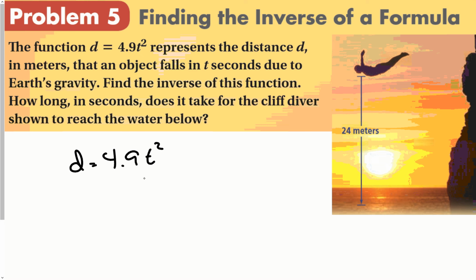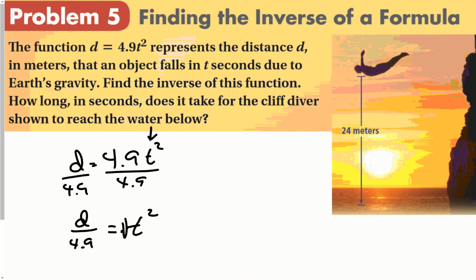Well, okay, so I want time by itself. All I have to do here is just isolate time. We're not switching. So we just have d over 4.9 is equal to t squared. And then I just take the square root of both sides, and I get that t is equal to, now, I could put plus or minus. I don't really have to because time is not going to be negative.